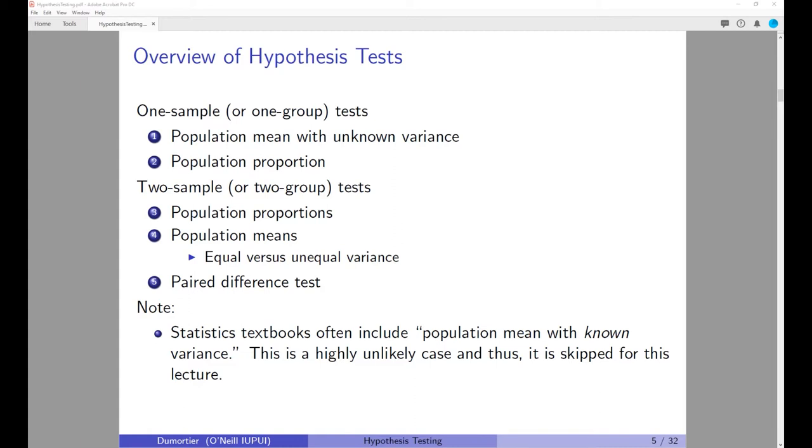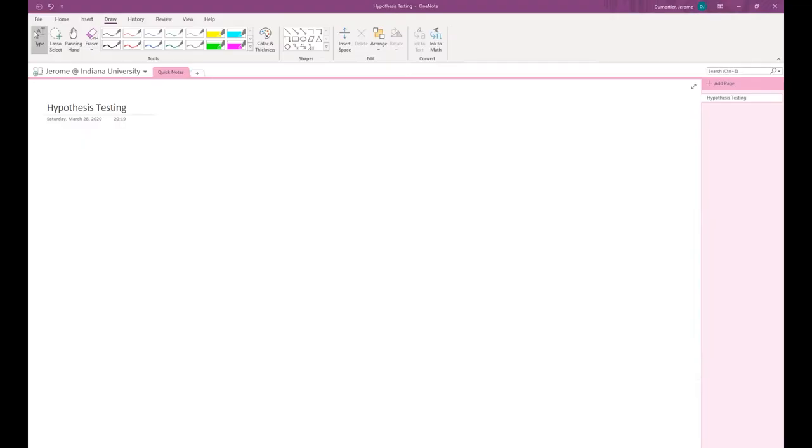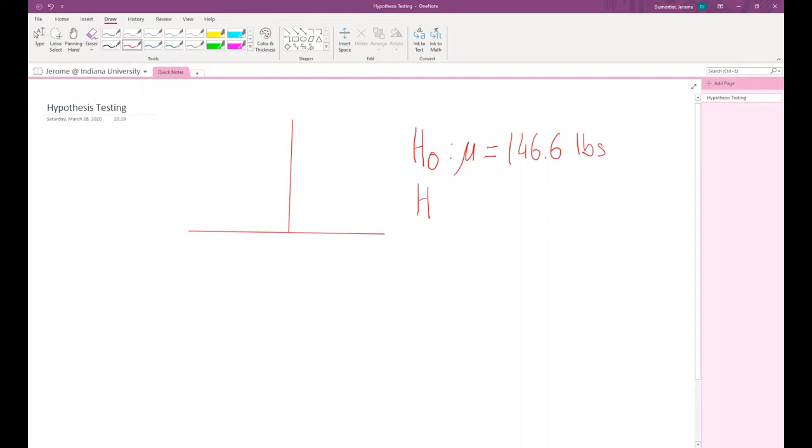Now, before I get into the various hypothesis tests, let me illustrate graphically what we are going to do. So, take the Finnair example. Here, we are interested in the weight of passengers, and we are collecting a sample, and let's assume that we are interested in the weight of female passengers. Then, our hypothesis, H0, would be that the weight of female passengers is equal to 146.6 pounds. The alternative hypothesis is that the weight is different from 146.6 pounds.